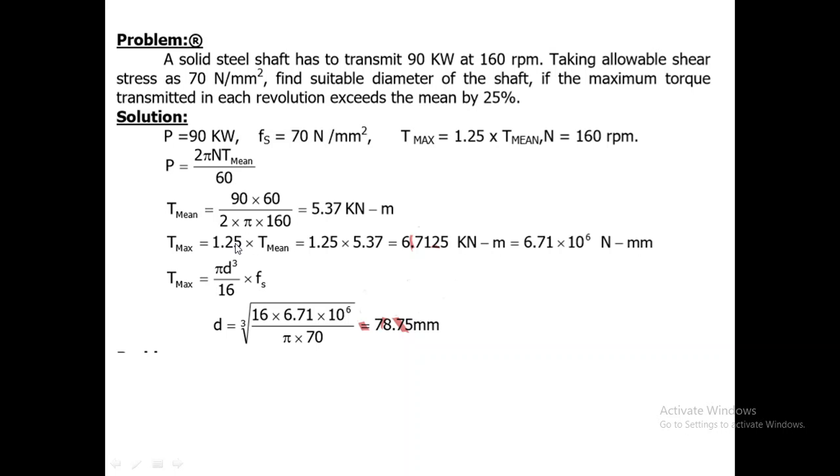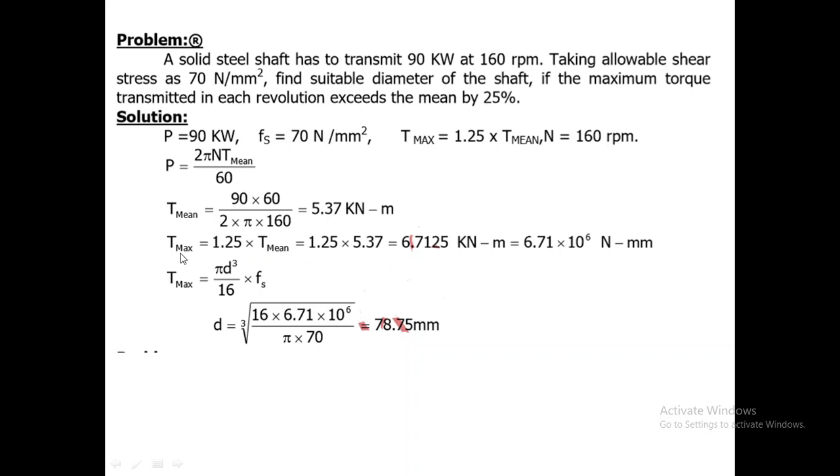So it should not exceed the mean torque by 25%. That is the meaning here. The statement is written in terms of an equation: the maximum torque should not exceed the mean torque by 25%, so it is 1.25 times T mean.